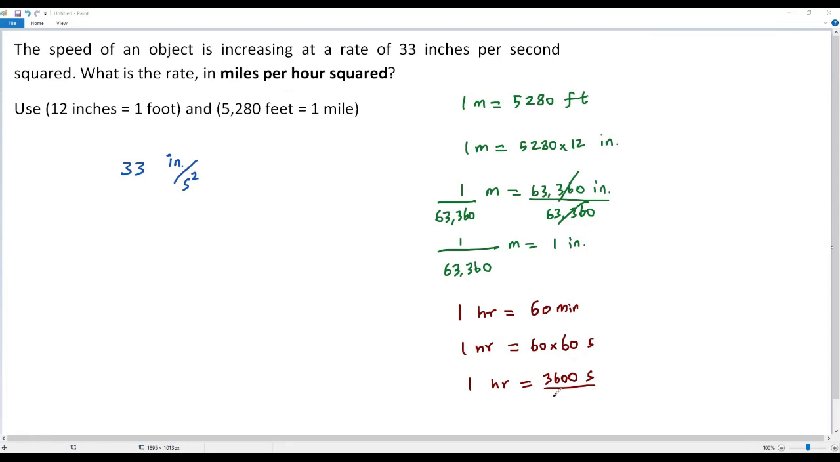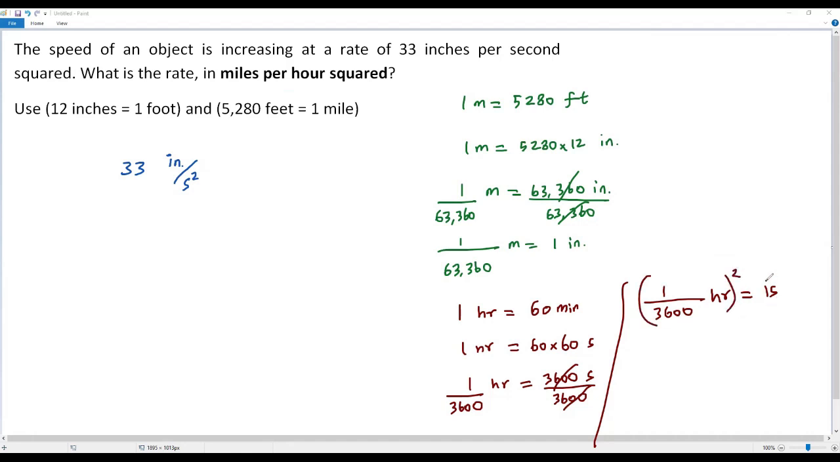Okay, now let me divide both sides of the equation by 3,600. Here 3,600 will cancel out. I am getting 1 over 3,600 r equals, on the right side, 1 second. But we have to get the quantity for second squared. Now let's square both sides of this equation.